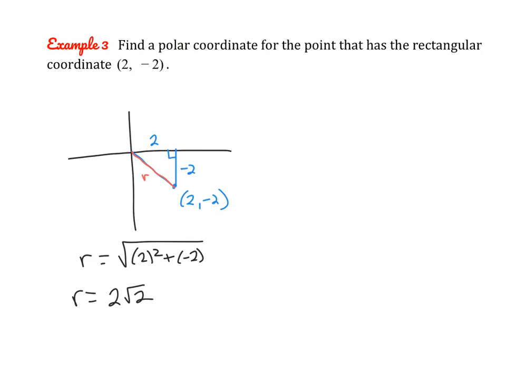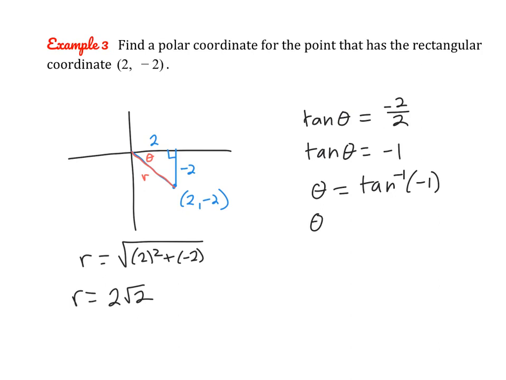Then the other thing that we need to write something as a polar coordinate is this angle. So we can draw in this angle. Again, we can kind of use this as a reference angle. And given the information we have, we can create this equation. We know that the tangent of that angle in the picture is going to be negative 2 over 2. So the tangent of that angle is going to be negative 1. So we can solve for that using our inverse trig function. And here we know that it would be negative pi over 4.